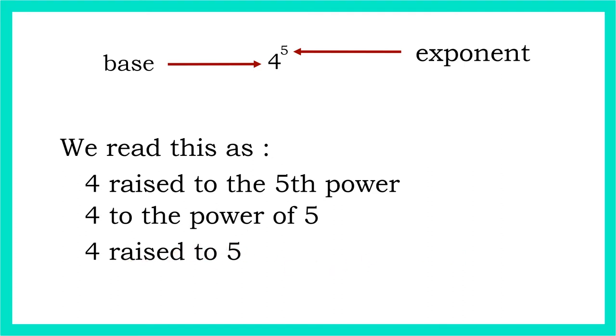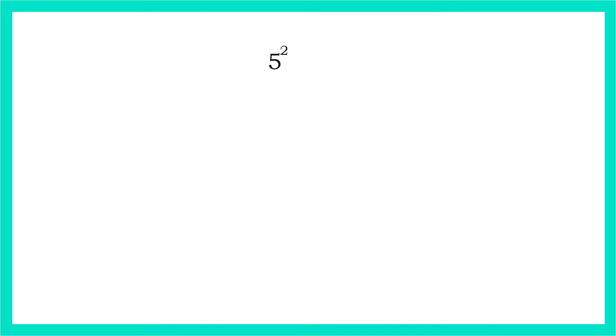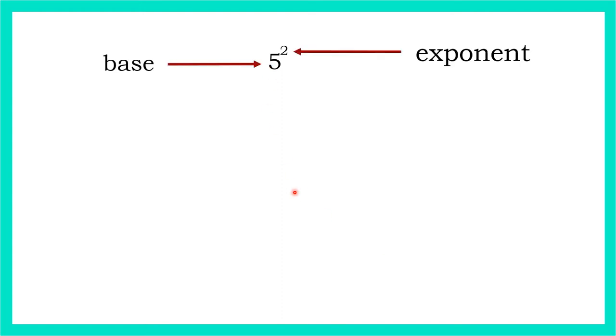Alright, now, let's take a look at this another example. Ayan. So, again, in this one, 5 is the base and 2 is the exponent. And this time, okay, merong ibang paraan para basahin ito. Bakit? Kasi yung ano niya is 2 lang. And then, kapag a number is multiplied by itself twice, tatawagin lang yan as squared. The number is squared.